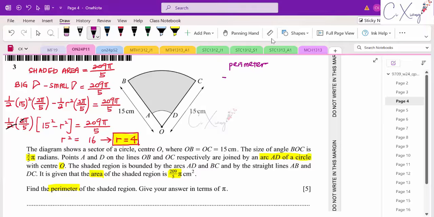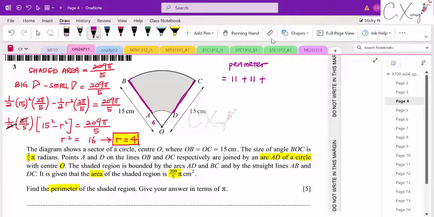Okay, so how can I get the perimeter here? I need to know the length of AB. Since we know that OB is 15, and OA, just now we got a 4 here. So that means AB, I want to get the length for AB. AB will be 15 minus 4, which is 11. The same length happened for the CD as well, also 15 minus 4, which is also 11.